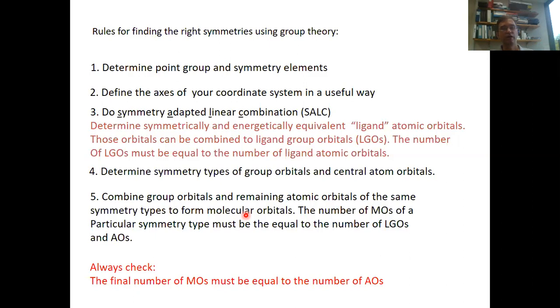Okay, so again, the number of molecular orbitals formed and the number of atomic orbitals from which they have been constructed in the end of the process must be the same. That's always a good check whether you've done the process right. If there is a different number of molecular orbitals compared to the number of the atomic orbitals, then that's a sign that you must have done something wrong and you have to try to find some mistake. Okay, so this is the process in very general.